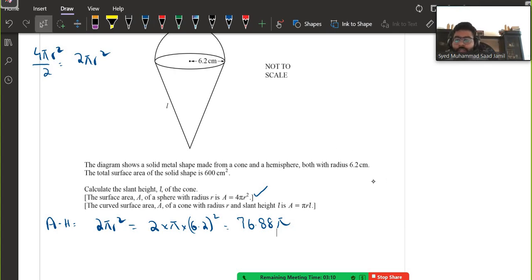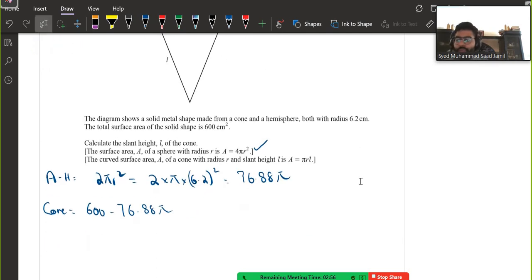Now we already know the area of the whole figure, which is 600. So in order to find the area of the cone, I will do 600 minus the area of the hemisphere, which is 76.88 pi. This turns out to be roughly 358.47 centimeter square.